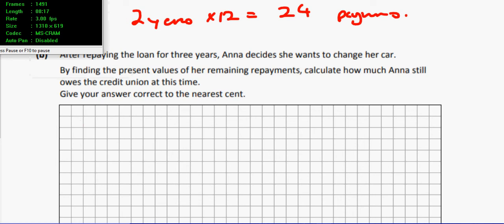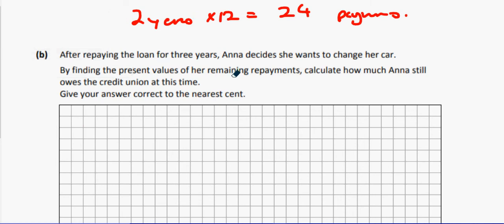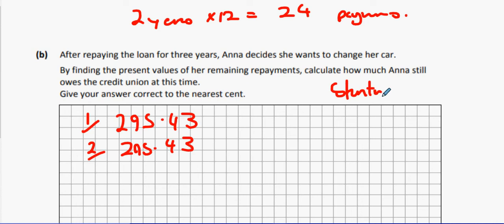So, alright, think of it like this. We're getting the present day values. No matter what happens, we're locked in for paying €295.43 in 1 month's time. In 2 months' time, I'm going to have to do another €295.43. So I'm 3 years into my loan, at the start of year 3, and in 1 month's time I'm going to have to pay all this, and then do that for 24 more payments.